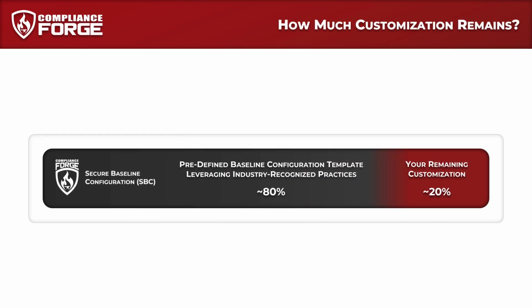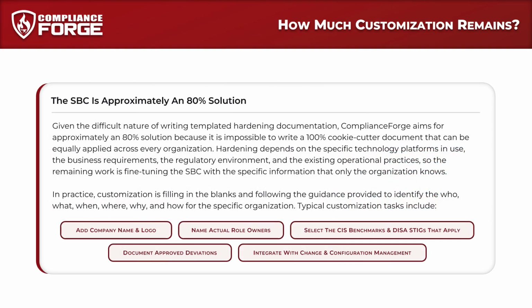So how much work is left for you? Here is the customization process at a glance. ComplianceForge aims for approximately an 80% solution because it is impossible to write a 100% cookie-cutter document that can be equally applied across every organization. Hardening depends on your specific technology platforms, business requirements, regulatory environment, and existing operational practices, so the remaining work is fine-tuning the SBC with the specific information that only your organization knows.